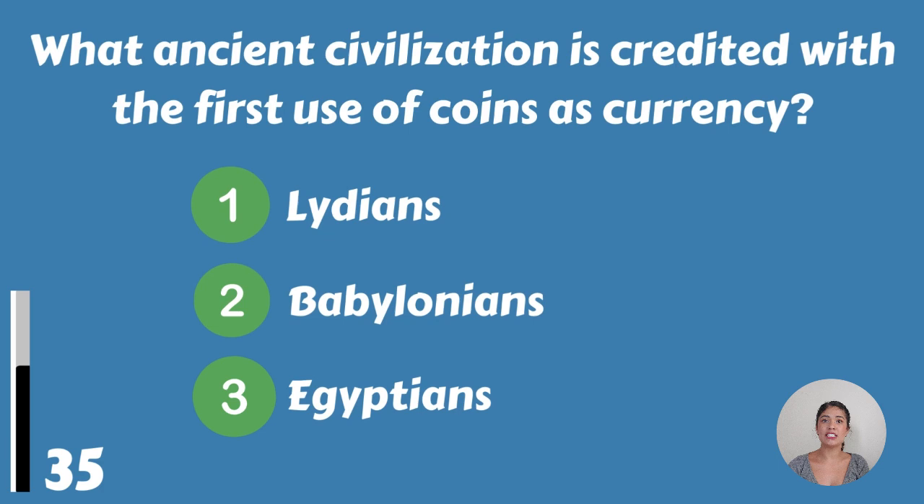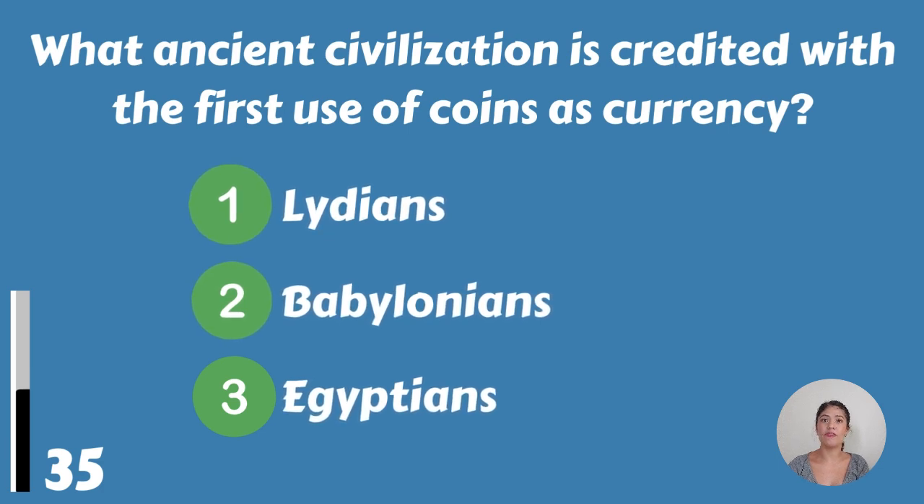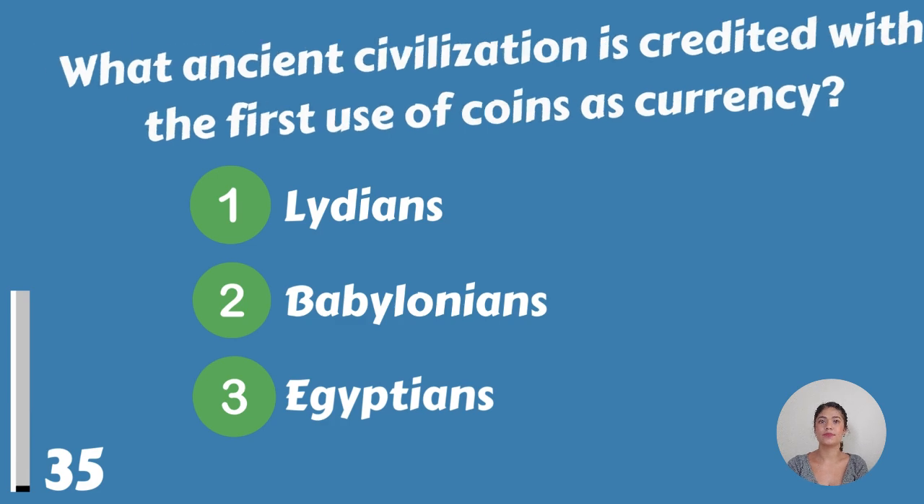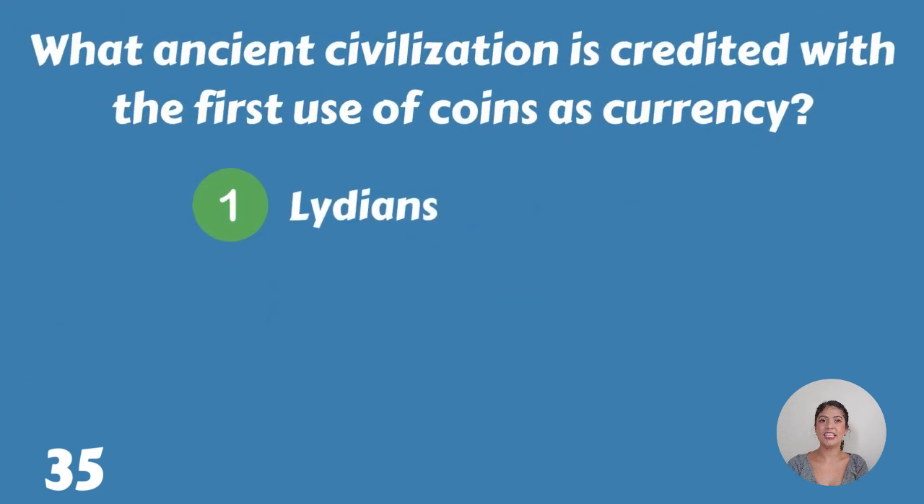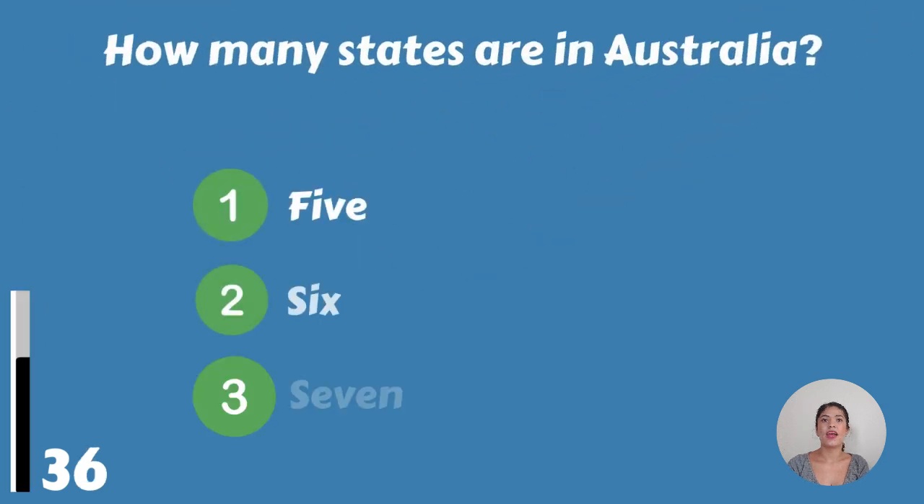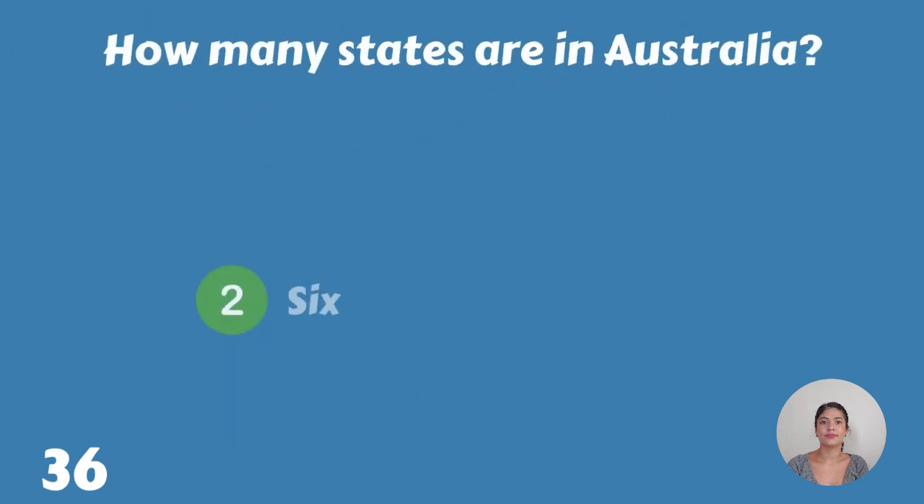What ancient civilization is credited with the first use of coins as currency? Lydians, Babylonians, Egyptians. Lydians. How many states are in Australia? 5, 6, 7. 6.